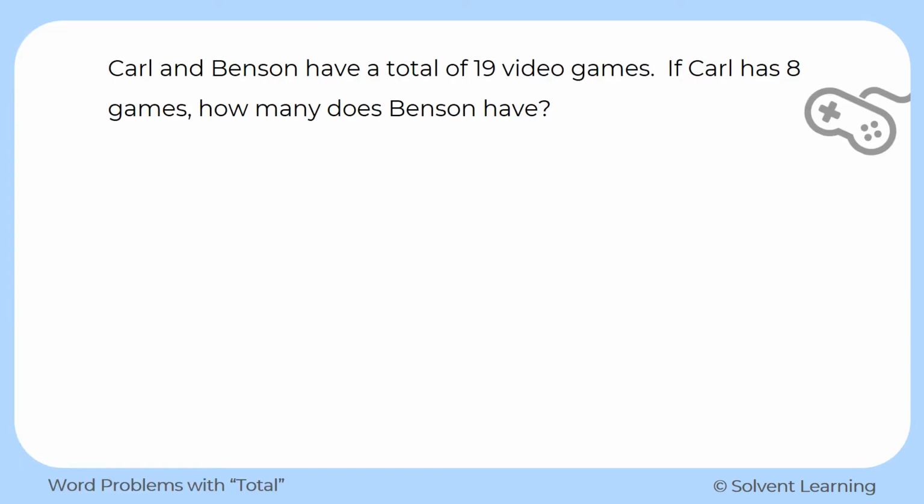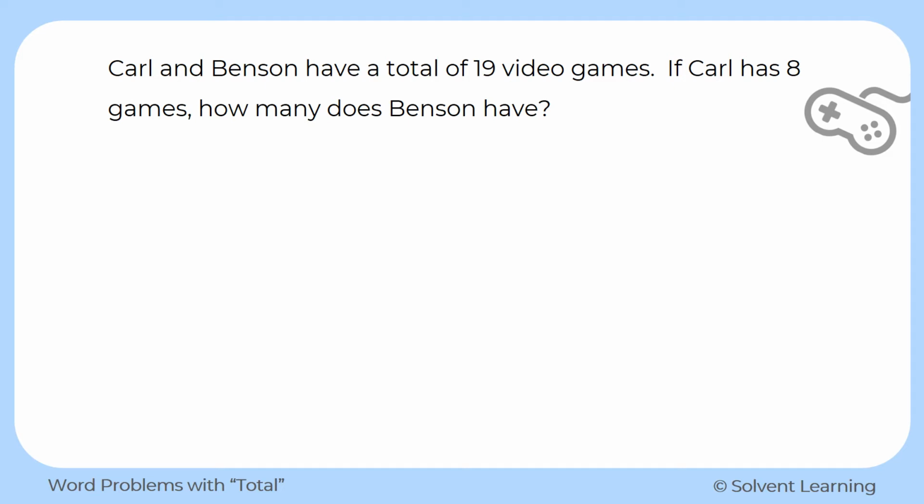Carl and Benson have a total of 19 video games. If Carl has 8 games, how many does Benson have? Now, before we set up our equation to solve this problem, let's make sure that we understand what's going on in the problem. We have 2 people, Carl and Benson. They have a total of 19 video games. Carl has 8 games, but we don't know how many Benson has. So, it looks like that's what we're being asked to find. How many does Benson have?